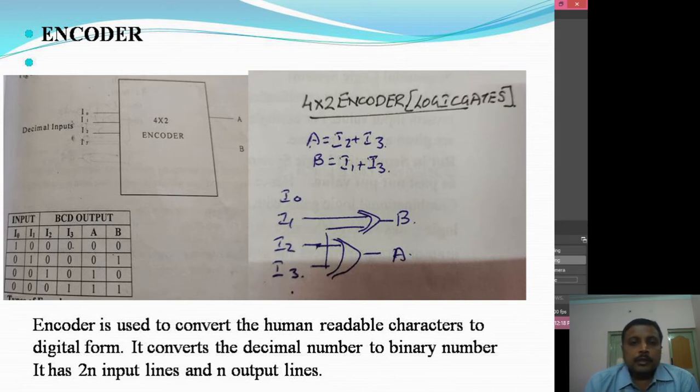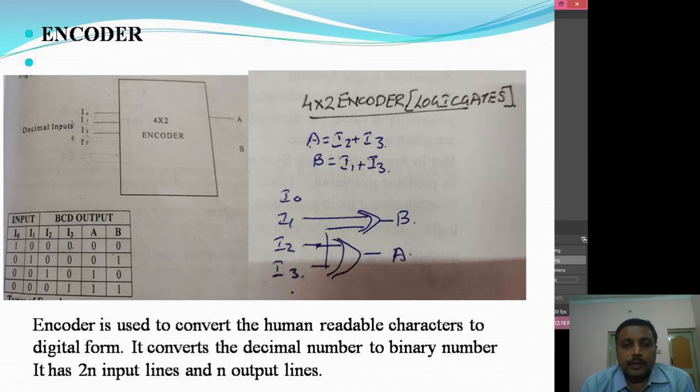So let me first take the inputs. I0 equal to 1, I1 equal to 0, I2 equal to 0 and I3 equal to 0. That is the first condition. In this case, since I1, I2, I3 are all 0, the outputs A and B would also be 0.